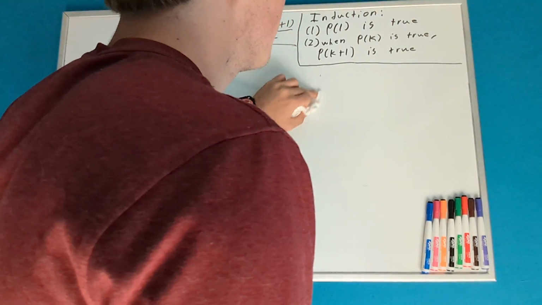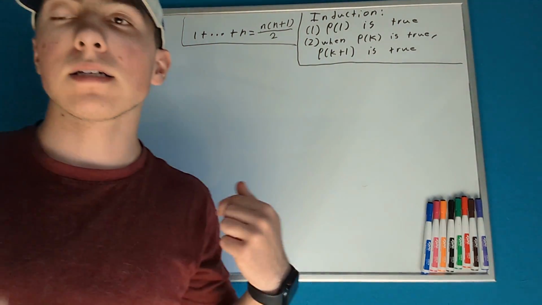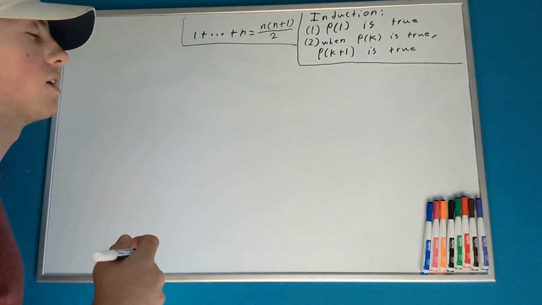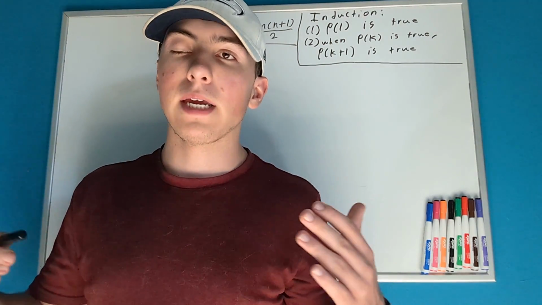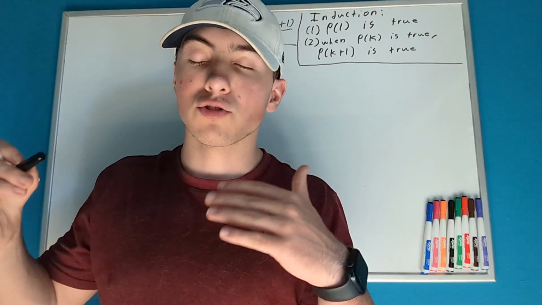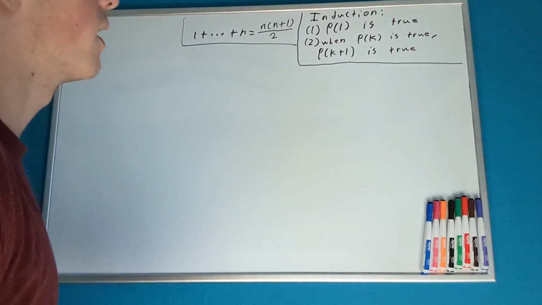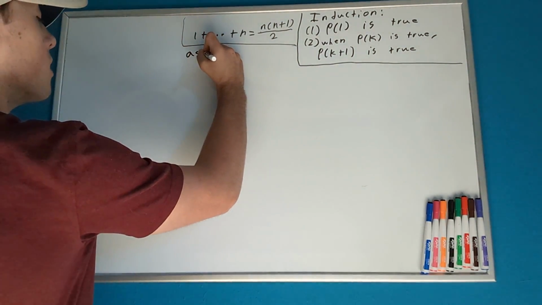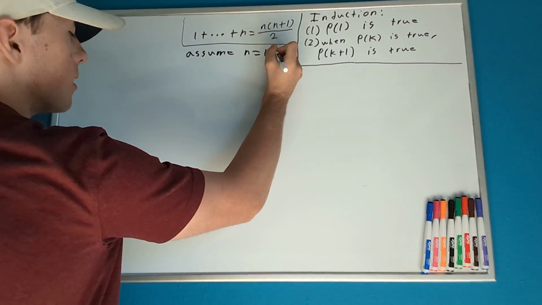And then off that, what we also want to state is whenever P of some number k is true, P of k plus 1 is true. Now, why do we need to show that? Well, if we have P of 2, that means P of 3 is also true. If P of 3 is true, P of 4 is true, and so on. So how should we start this? Well, let's assume n equals k.